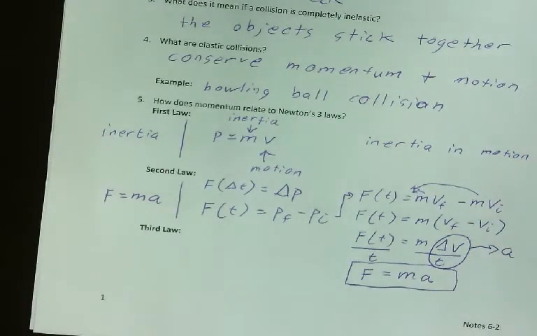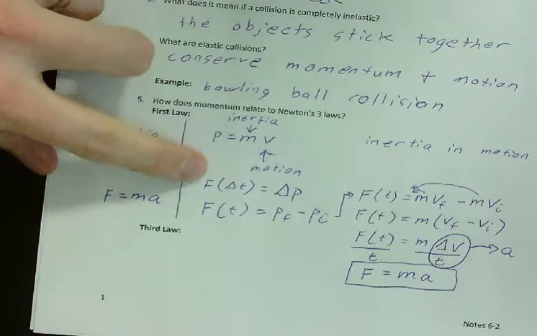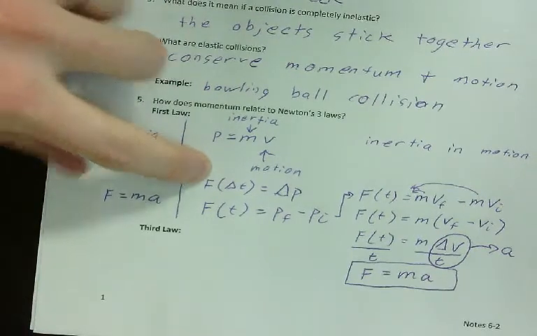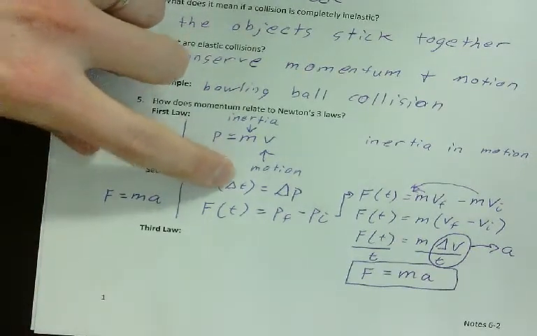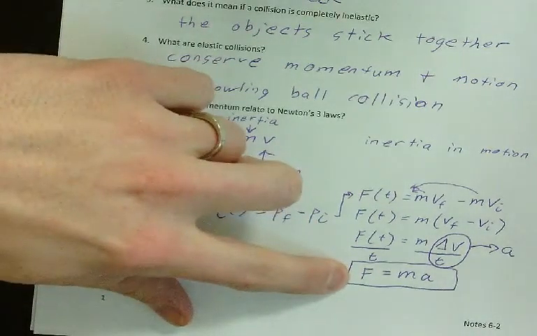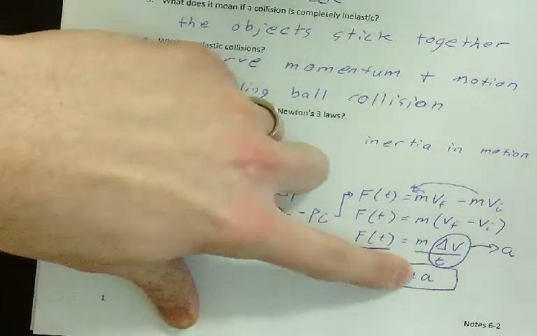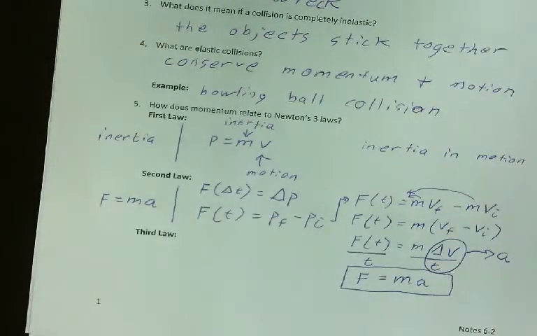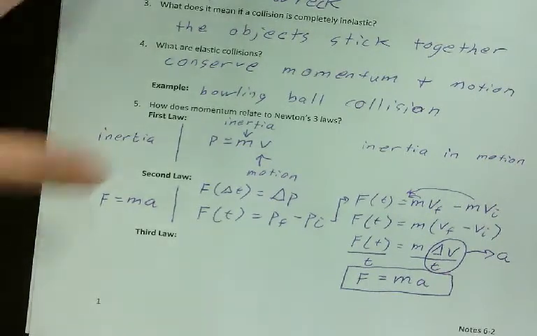So one tells you how it changes. The other one tells you why it changes. This tells you why it changes. It changes because of the time interval of the collision and because of the momentum change. This explains how it changes. It changes by accelerating. There we go, last one, and then we're going to take a break.